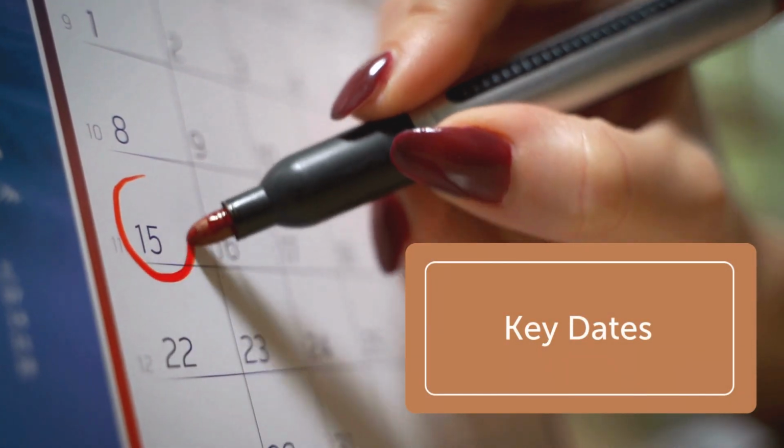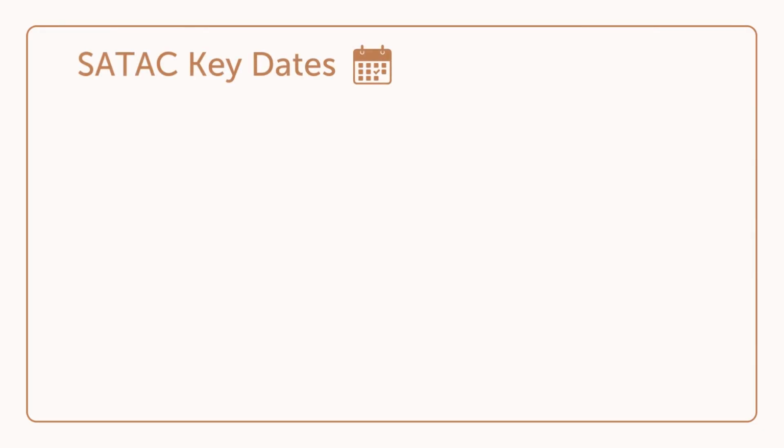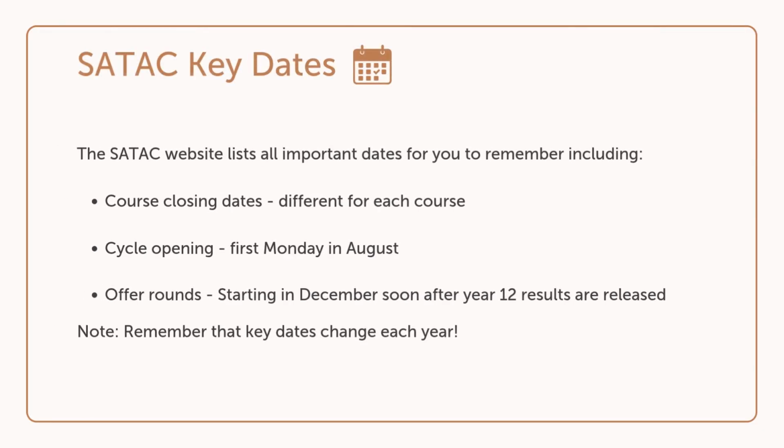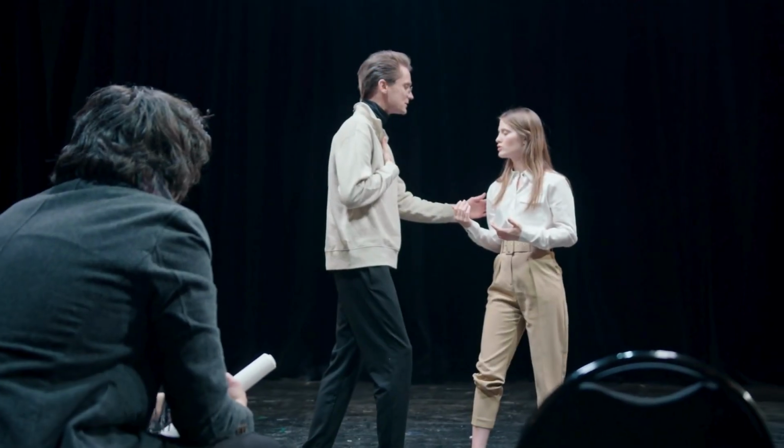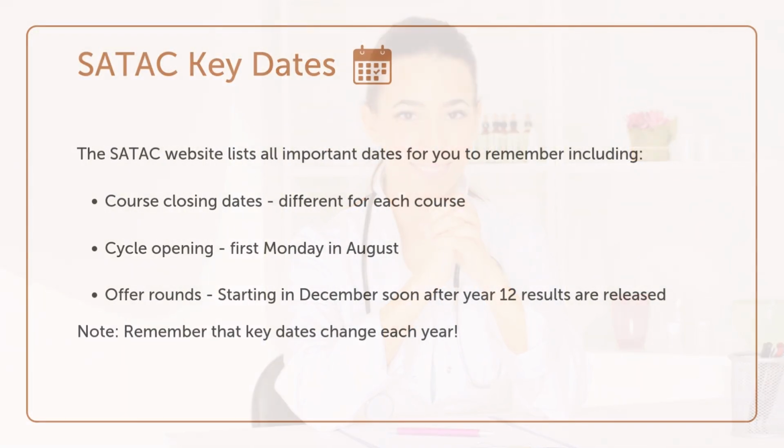Speaking of deadlines, now is a good time to point out the key dates on our website. There are a few dates that are critical for you to understand, so let's quickly talk about them. We've already talked about course closing dates. Those are in Course Search for each individual course. Now keep in mind that these dates can be very different for different courses, even if they're starting at the same time. Be aware that courses like Creative Arts and Drama and Health can close a lot earlier than others.